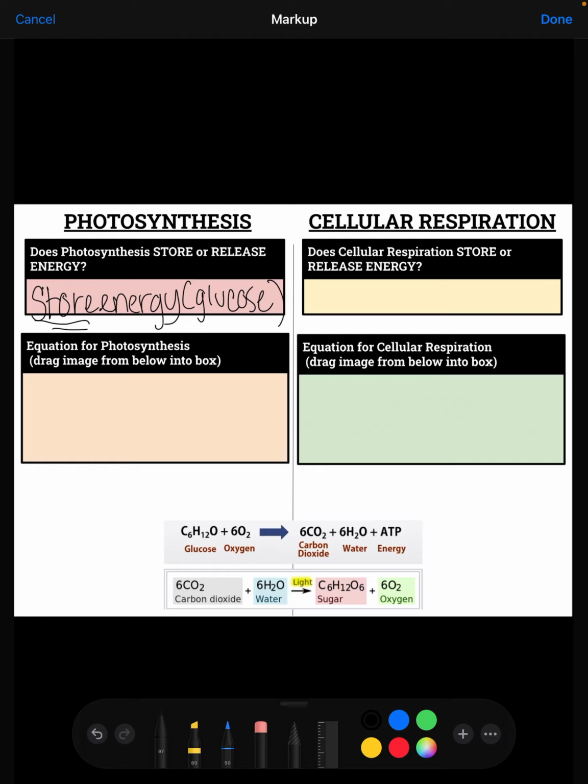So we're going to take that paycheck or glucose and we're going to release that energy in the form of ATP. So in cellular respiration, we release energy, but we're not going to release it in the form of glucose. We're going to take that glucose and we're going to turn it into ATP. Now, I ask you to drag and drop. I can't drag and drop in this video, but we have two equations. We've got the first equation and we've got the second equation.